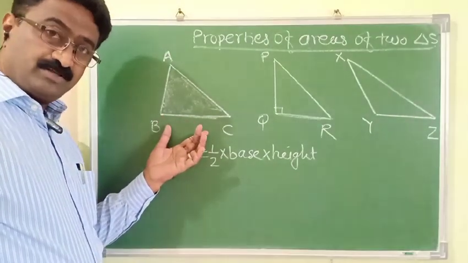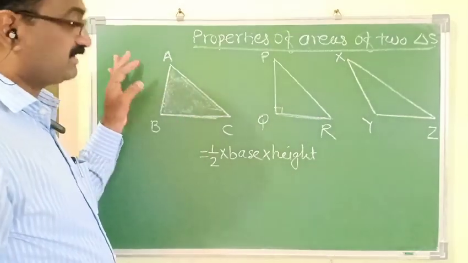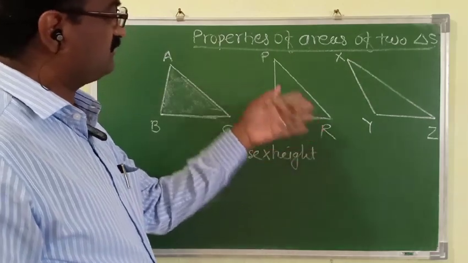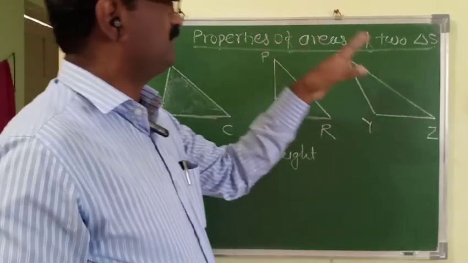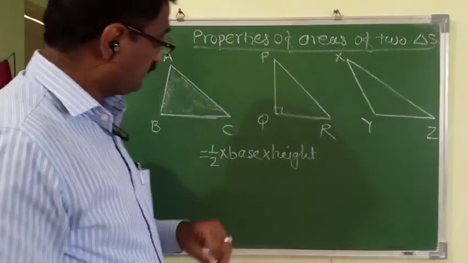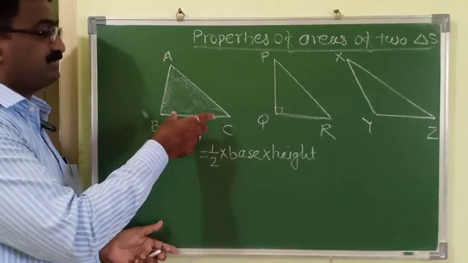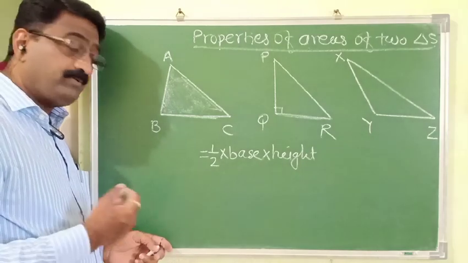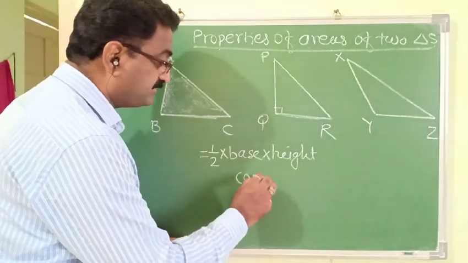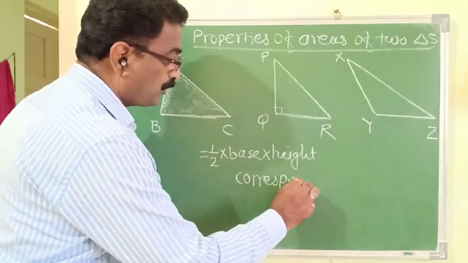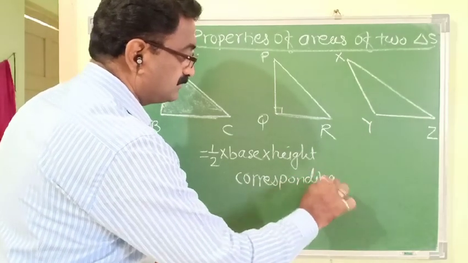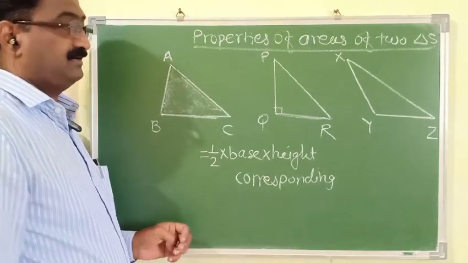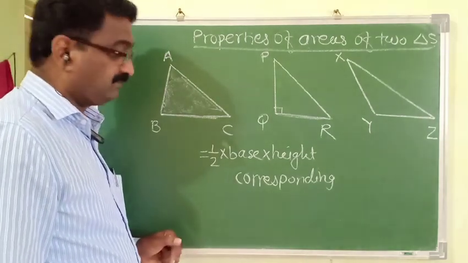BC is also a base of the triangle. AB is also a base of the triangle. AC is also a base of the triangle. Similarly here also, QR is a base, PQ is also a base, PR is also a base. Similarly here. But when we say that BC is the base of the triangle, what will be its corresponding height? How can we calculate the height?